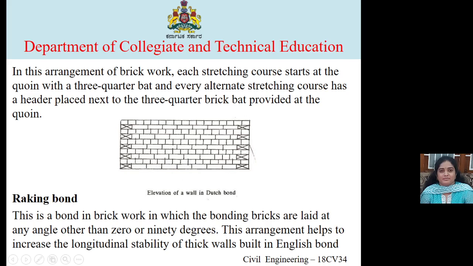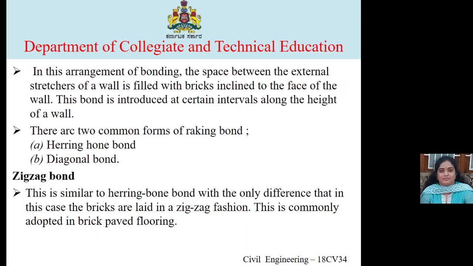Next is the racking bond. This is a bond in brickwork in which the bonding bricks are laid at any angle other than 0 or 90 degrees. This arrangement helps to increase the longitudinal stability of thick walls built in English bond. In this arrangement, the space between the external stretchers of a wall is filled with bricks inclined to the face of the wall. This bond is introduced at certain intervals along the height of the wall. There are two types of racking bonds: herringbone bond and diagonal bond.